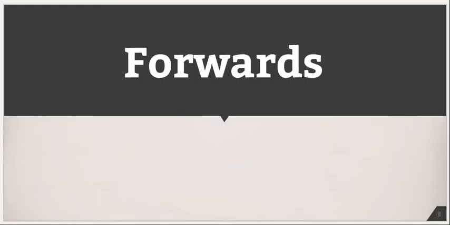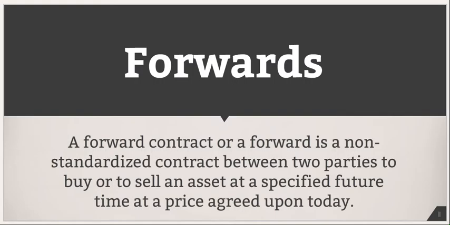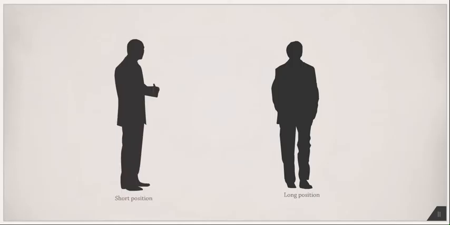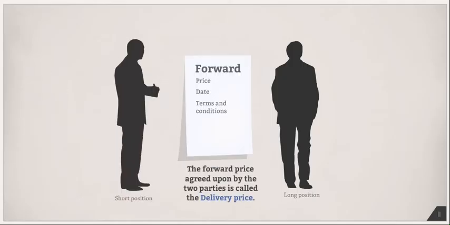Forwards. A forward contract, or a forward, is a non-standardized contract between two parties to buy or sell an asset at a specified future time at a price agreed upon today. The party agreeing to buy the underlying asset in the future is said to have a long position, and the party agreeing to sell the asset has a short position. The forward price agreed upon by the two parties is called the delivery price.